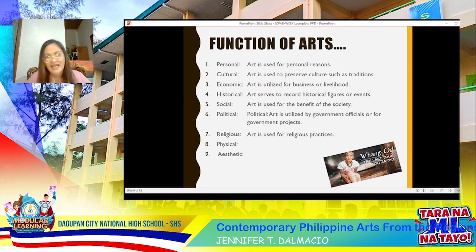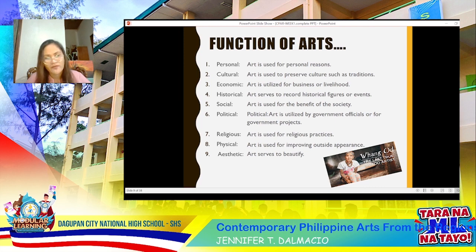Also, the facades of the buildings, especially when it's for business, could attract customers or clients. Aesthetic is when art serves to beautify.